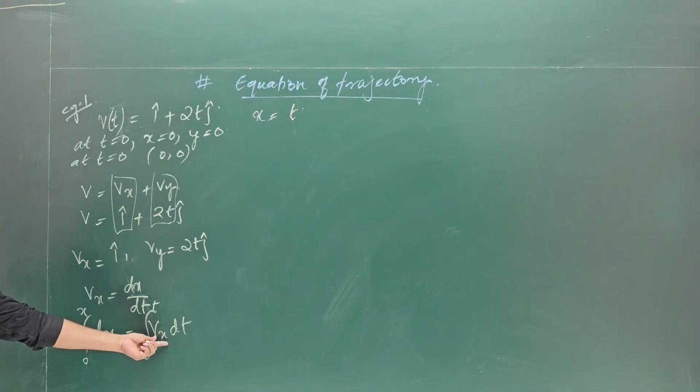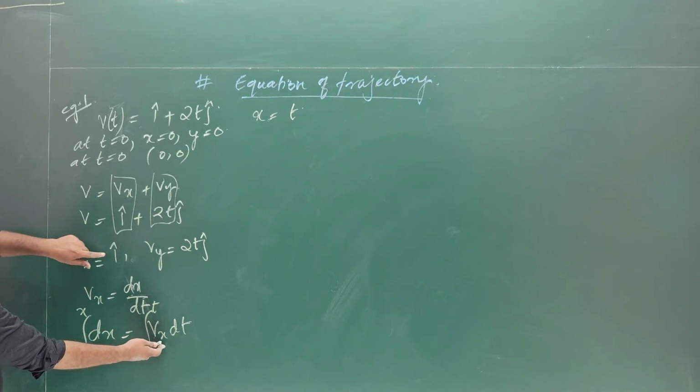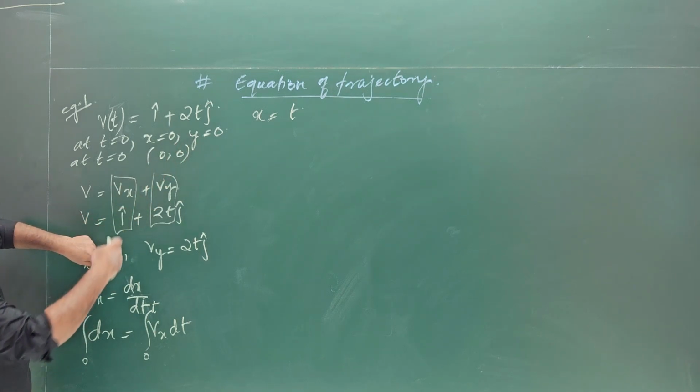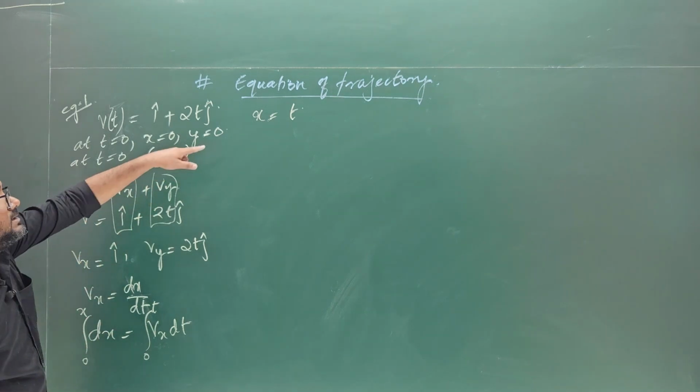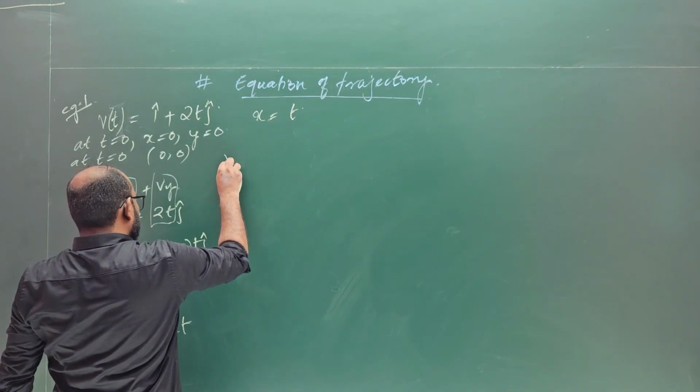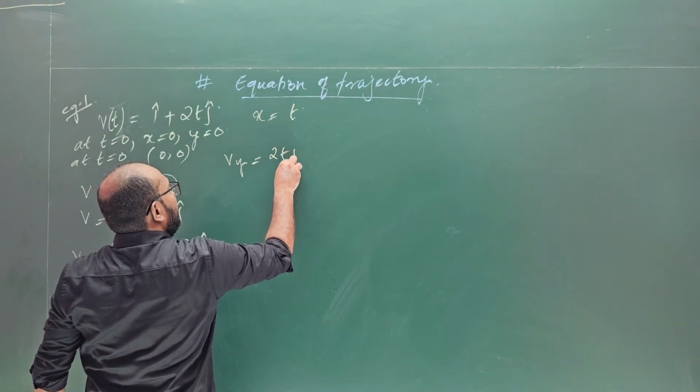Yes or no? Integrating Vx is what, beta? Substituting i cap, 1 i cap, 1 dt integration, what will be its value? It will be t. So x is equal to t. Similarly, integrating this also, so Vy is what? 2t j cap.